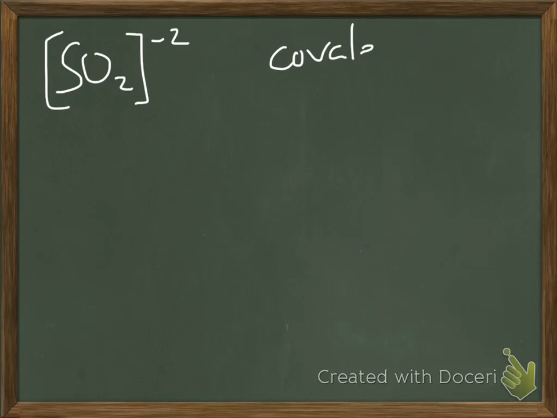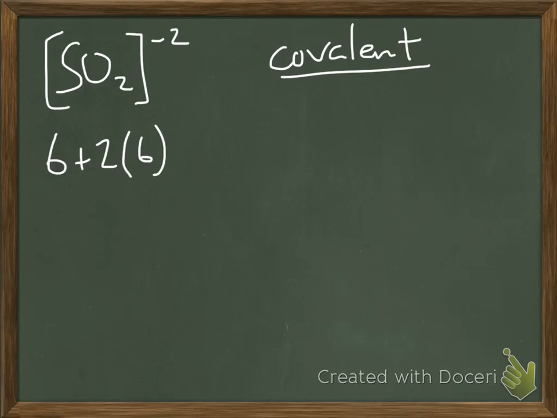Sulfite ion, SO3, and then it has a charge of -2. This is also going to be covalent because it's just nonmetals. Let's count the electrons. Sulfur has 6. Oxygen, there are 3 oxygens. Each oxygen has 6. And now, because it's an ion, I got to take a look at the charge. It's a charge of -2.